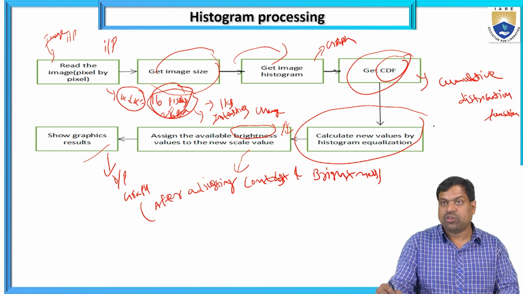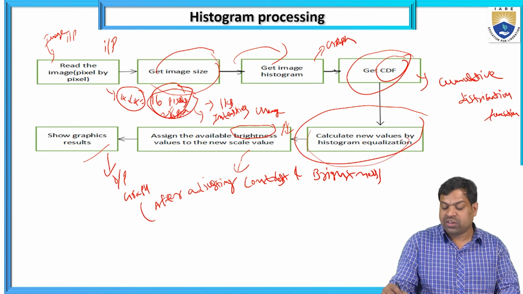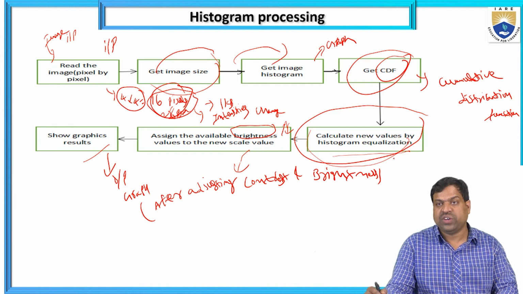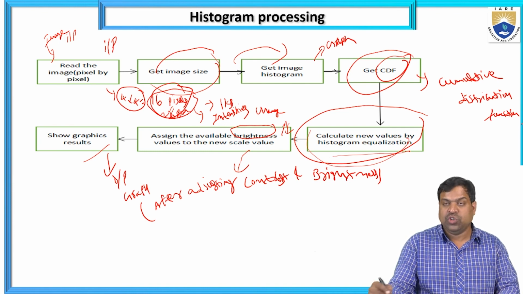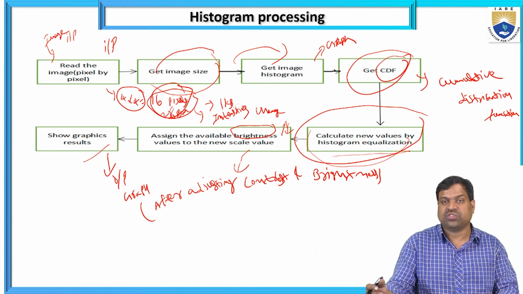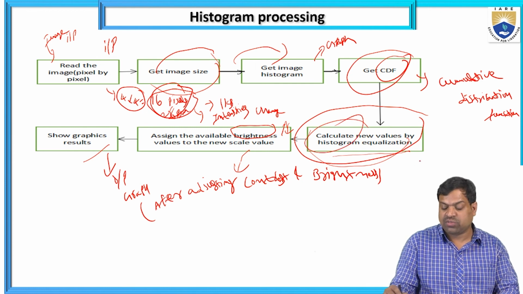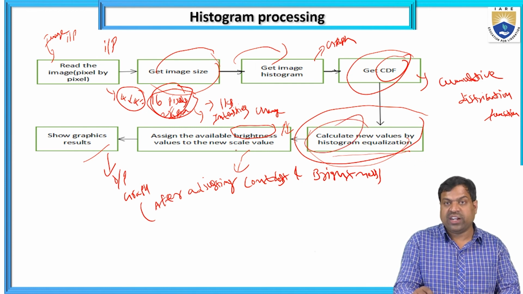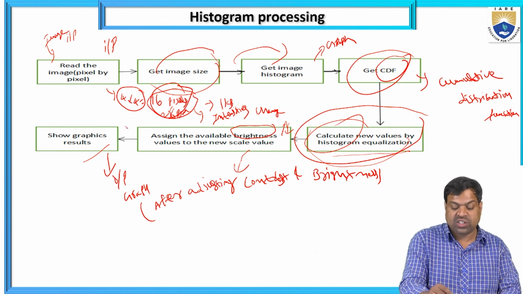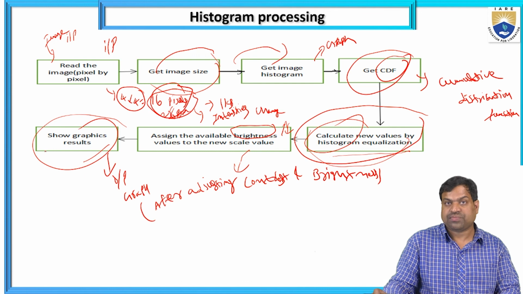After finding the CDF, we calculate the new intensities by histogram equalization. We have to find out the new intensity values. In the original image we are changing some intensity values. After changing the intensity values, we calculate the histogram equalization, assign the available brightness values to the new scale values, and then show the graph results.